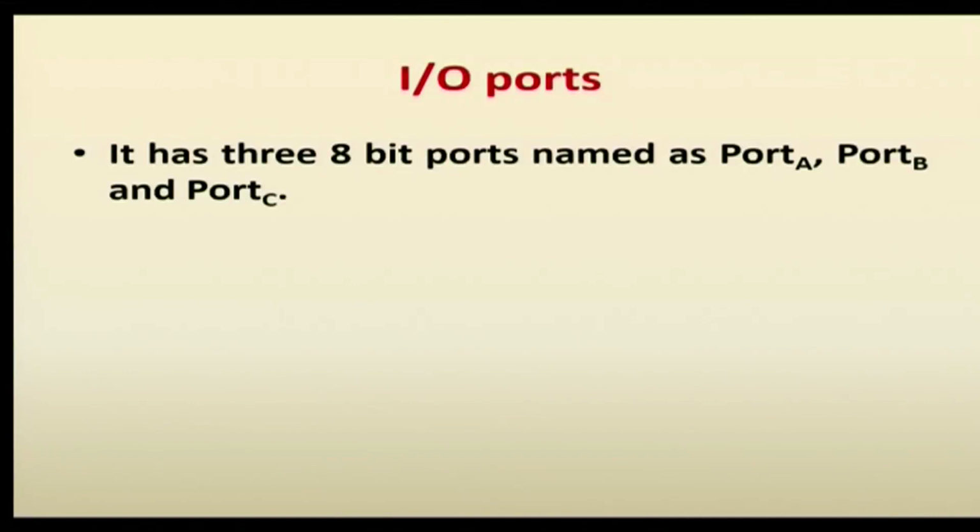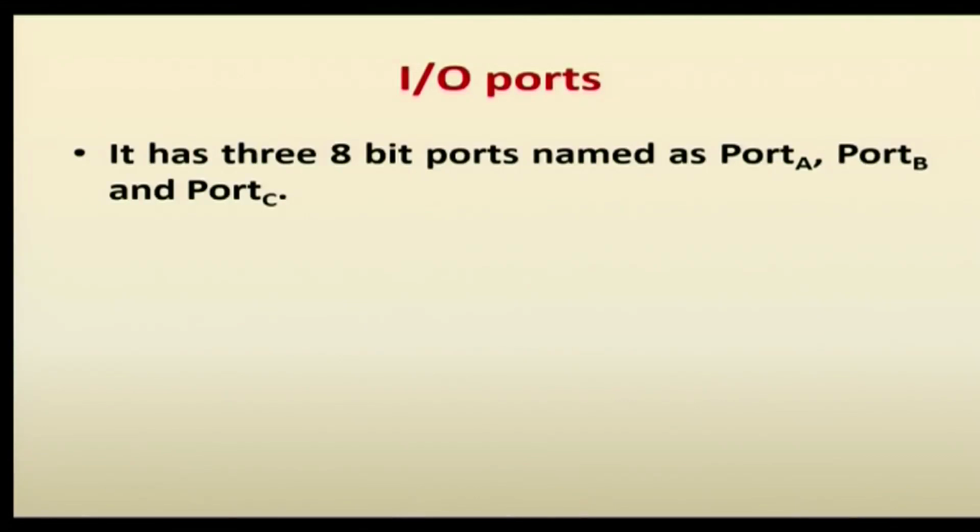IO ports. The 8255 is mainly used for parallel communication, so it is also called a parallel IO device. For parallel communication, 24 pins are available. The 24 pins are divided into 3 ports, named port A, port B and port C. Port A and port B are 8-bit ports. They can be used as 8-bit ports.